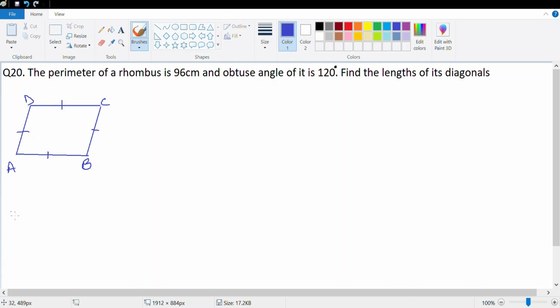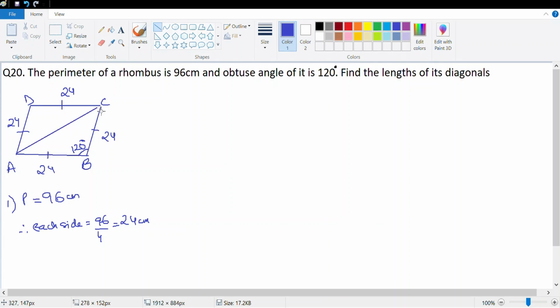Okay, so point number 1, perimeter is equal to 96 centimeter. Therefore, each side is equal to 96 upon 4, which is equal to 24 centimeter. So each side is 24 centimeter. Done. Obtuse angle is 120 degree. So this is 120 degree. Find the length of the diagonal. So we need to calculate AC and BD.